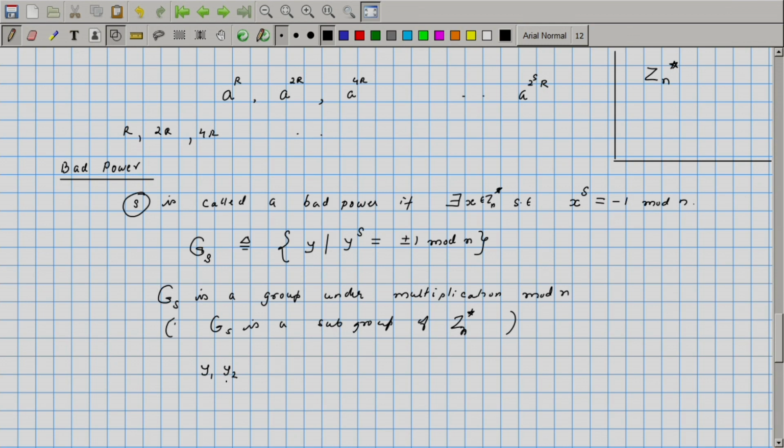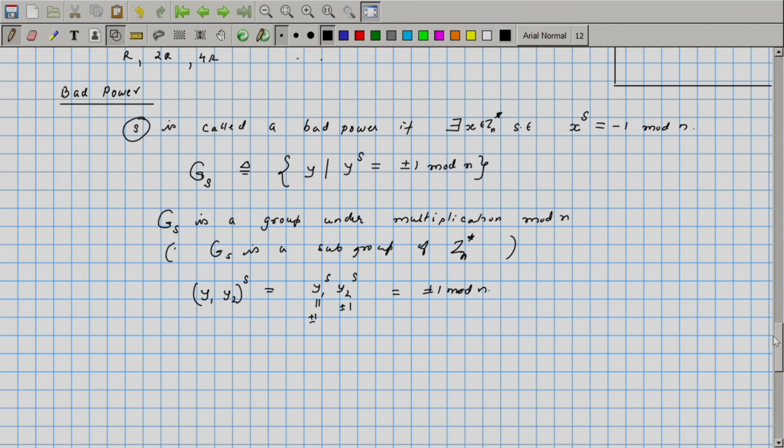Now, you take two arbitrary elements y1 and y2. If you take their product, y1 y2 to the power s is going to be equal to y1 to the power s times y2 to the power s. This is equal to plus minus 1 and this is also equal to plus minus 1. Their product is also going to be either plus 1 or minus 1 mod n. So that would mean that GS is closed under multiplication, under the group operation. Therefore, any subset which is closed under the operation has to be a subgroup. So, GS is clearly a subgroup of Zn star.